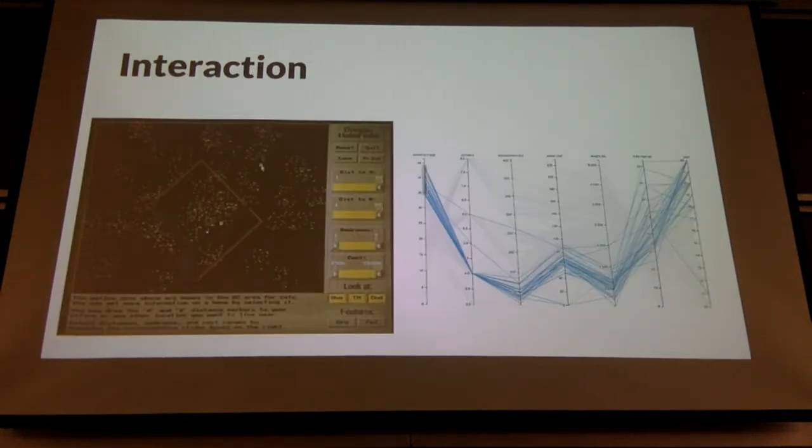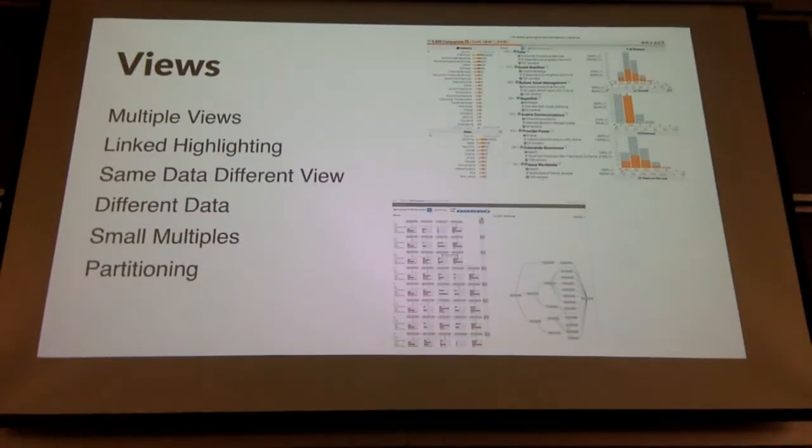We talked about interaction, how we can leverage interaction to really tease out information from data sets that would otherwise be too big. We talked about how we can use multiple views and linked highlighting to also explore different facets of very large data sets. We talked about small multiples and partitioning and the difference between same and different views, all of those things.